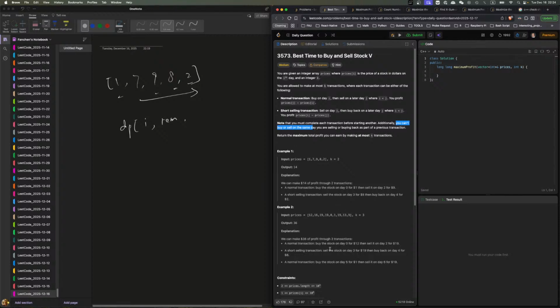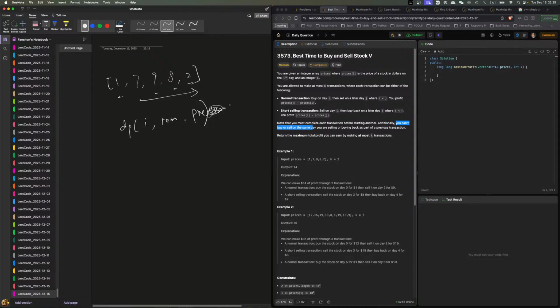Let's see another example. Buy here, sell on 19, sell on 19, buy back on day 4 or 8. And then you buy here and then sell here. So this will be a previous transaction, right? Call it previous transaction.